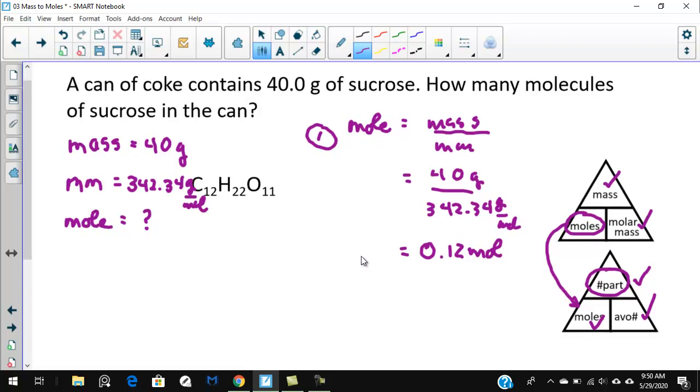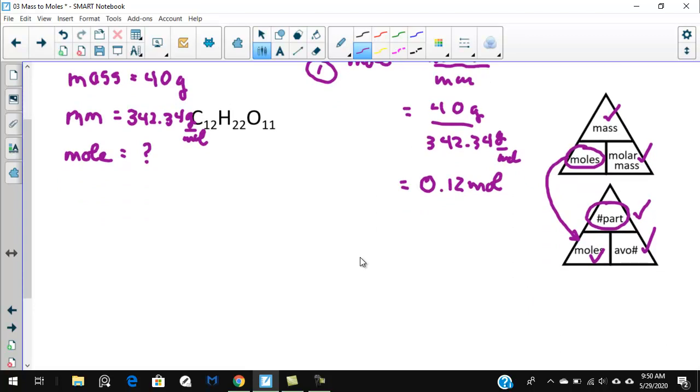So we have to go to the next step, and we need a new formula. The next step would be using this triangle. We know moles, we know Avogadro's number. Now we can find the number of particles, or in this case, the number of molecules. So step 2, we go and find the number of sucrose molecules, so not moles, but molecules, and it's going to be equal to the moles times Avogadro's number. So we're going to write down moles times Avo's number.